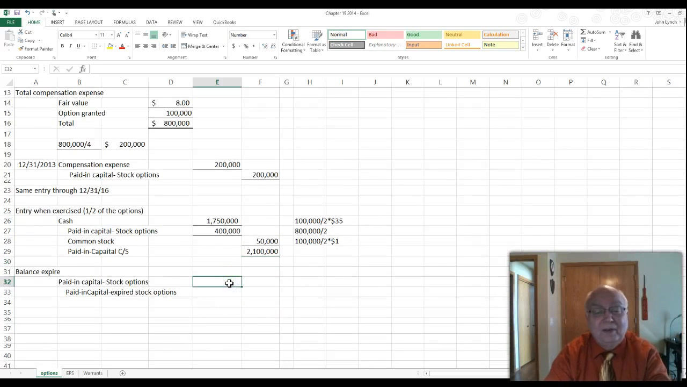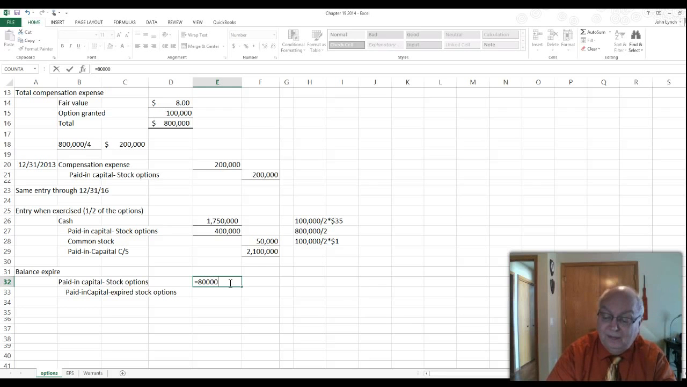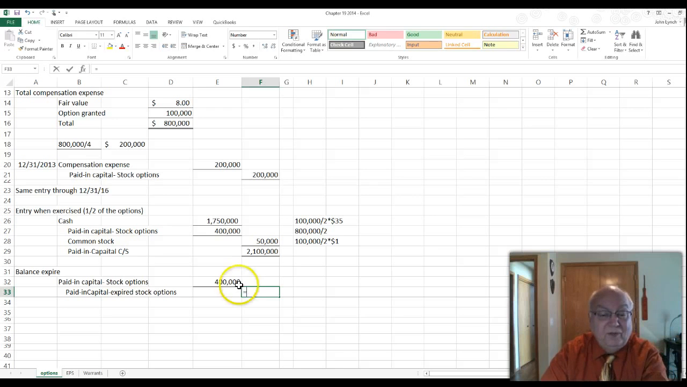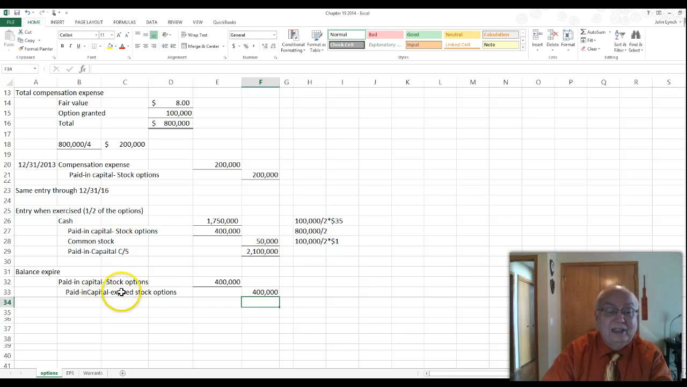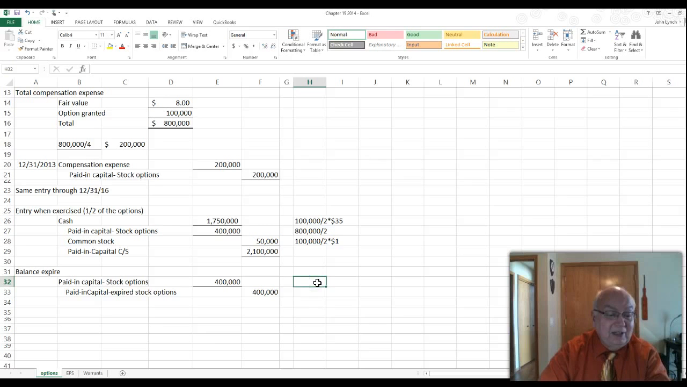Okay. If the rest of them are exercised, then you go through that same process again. But we're going to assume that they're expired to show you what they do with it. Well, you had 800,000 and divided by 2. Okay. So we transfer it from the paid-in capital for stock options to paid-in capital expired stock options. So it's not too exciting there. But that's how you do stock options.